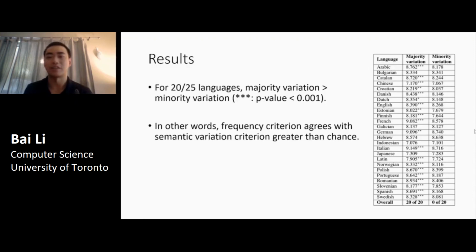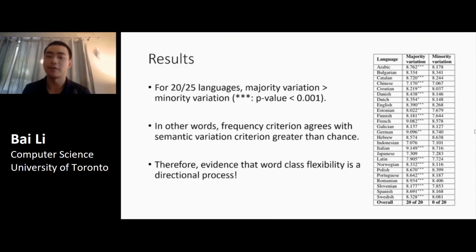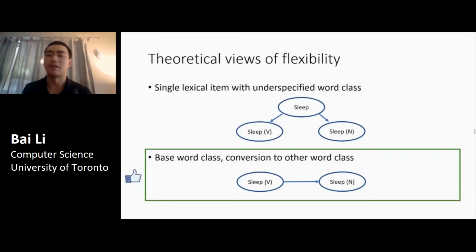And now you might be asking, isn't the majority class, by being bigger, going to have higher variation just because of its size? So to account for that, we made sure that whenever we calculate these variation metrics, we set the size of the two classes to be the same size before we calculate these metrics, in order to remove that as a confound. So the conclusion of this is that word class flexibility is a directional process. This gives some evidence towards the conversion theory of word class flexibility.